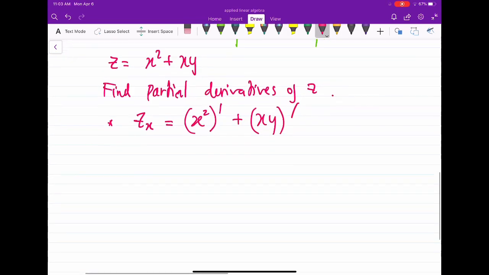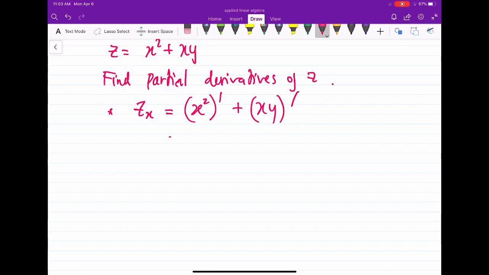The derivative of x squared with respect to x is 2x. And the derivative of xy with respect to x is just y. Agree? Because y is constant, so you can take that out, and the derivative of x is just 1. That's it. Similarly, you can find the derivative of z with respect to y.